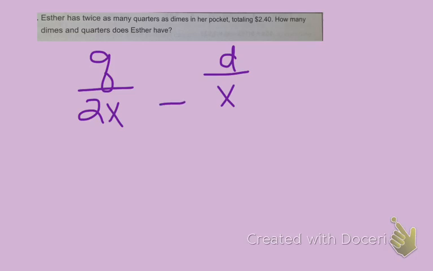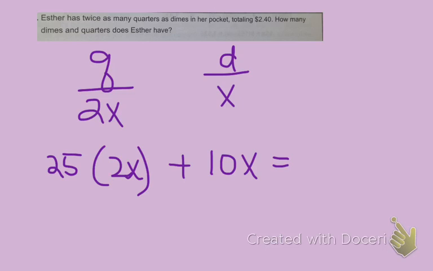Now, if we just added these up, that wouldn't tell us which are nickels and which are dimes. So we're going to have to include the value for these. A quarter is 25 cents. We could do this a couple ways. We could put 0.25 times the 2x, or we could just put the 25. And so, plus, and the dimes were 10 cents. But we can't use the $2.40. We're going to have to use 240, since we used the cents.